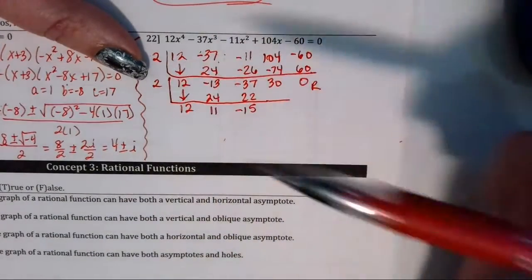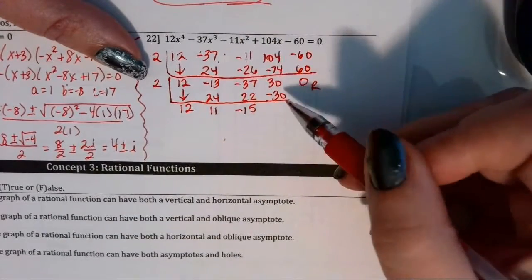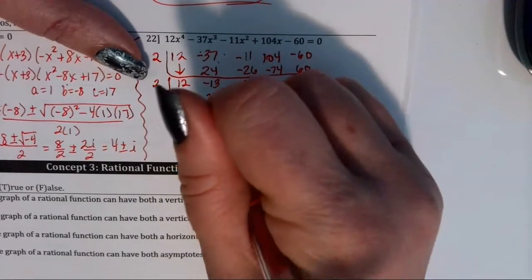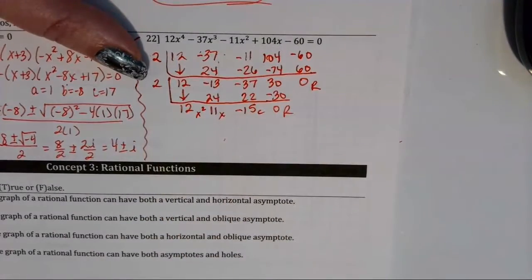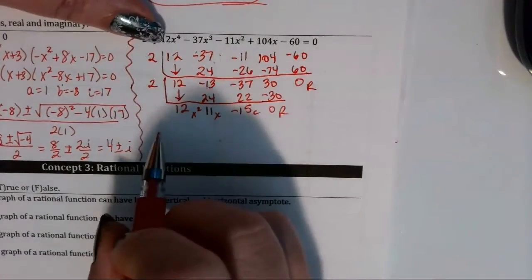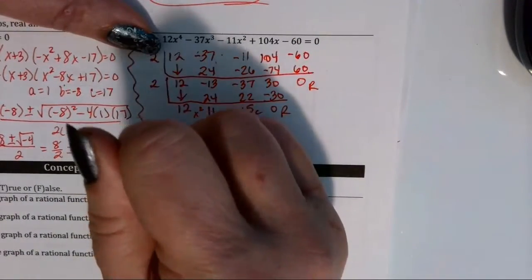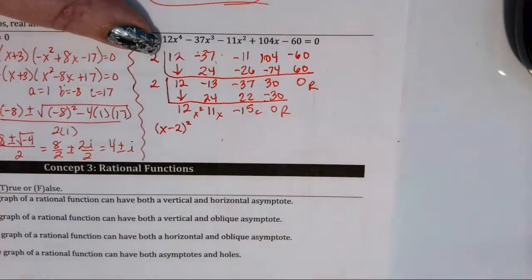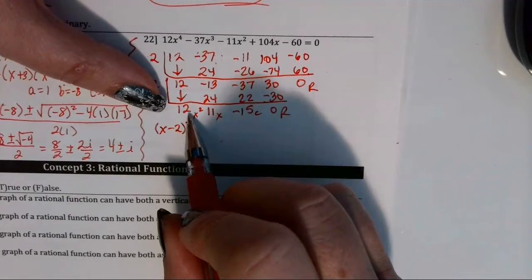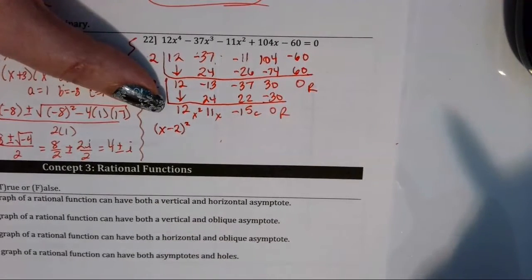Then multiply. Negative 15 times 2 is negative 30. Add 30 plus negative 30 is 0. That's the remainder, the constant, the x, and the x squared. So my factored form is going to be my divisor, x minus 2 with multiplicity of 2, and then the quotient is 12x squared plus 11x minus 15.